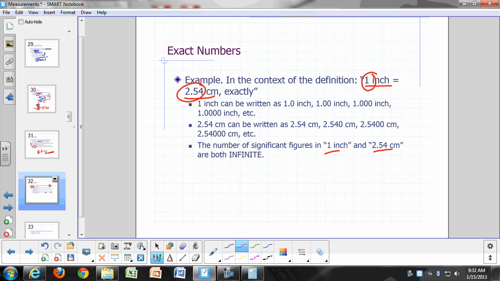Now, if I said I made a measurement of 2.54 centimeters, then that's 3 sig figs. So you have to know the context by which you're using a number. If you're using it in the context of the relationship between an inch and a centimeter, then the number 2.54 is exact. If you're saying you have 2.54 centimeters in the context that you actually measured something that's 2.54 centimeters, then you're looking at 3 significant digits there.